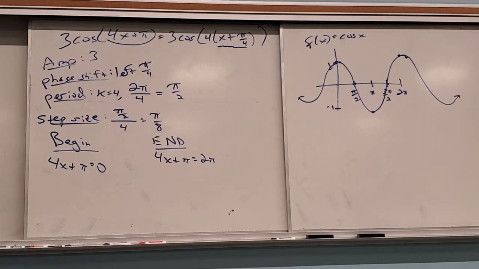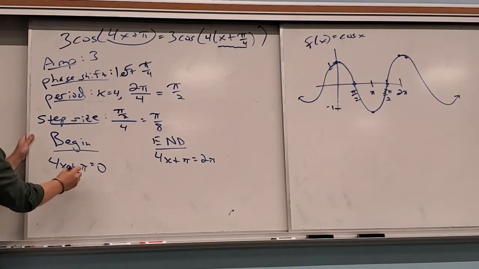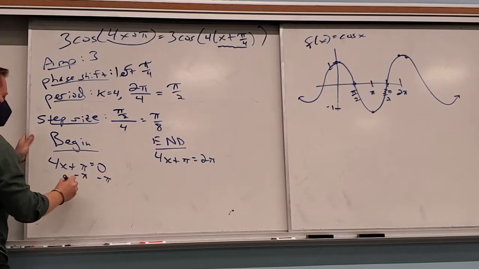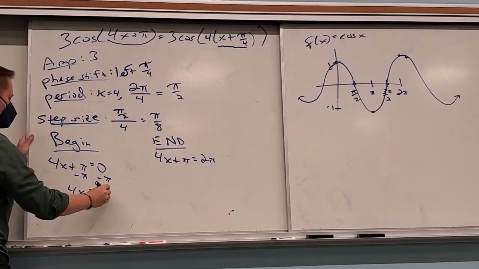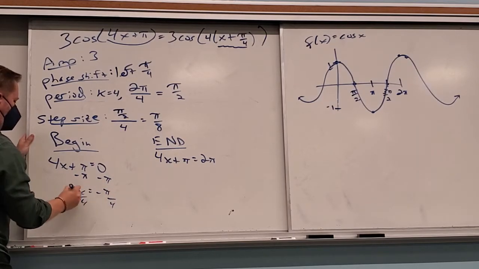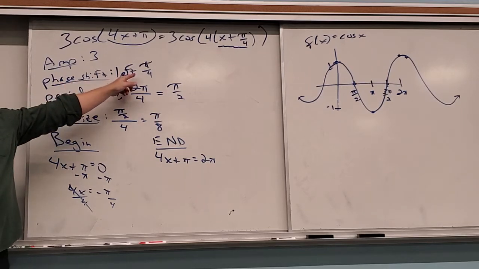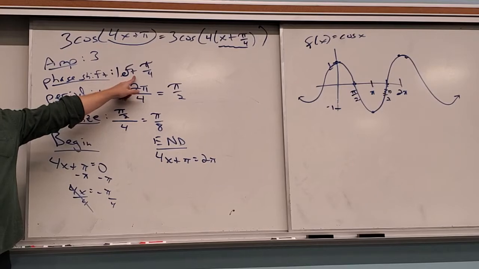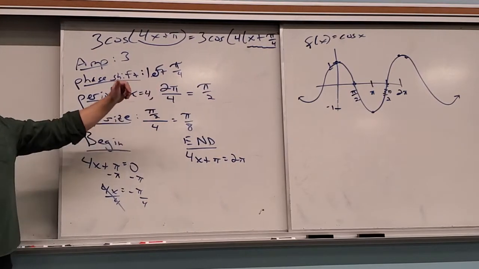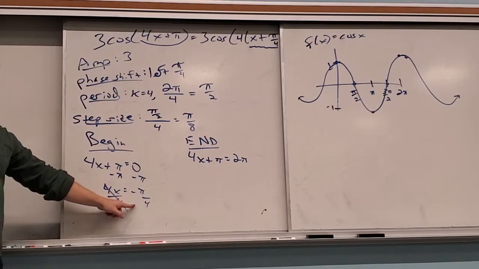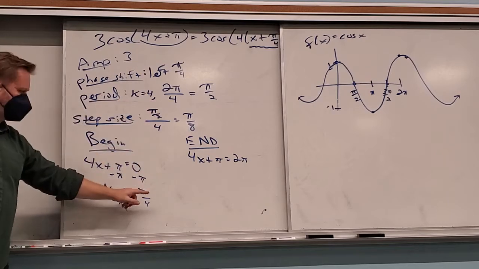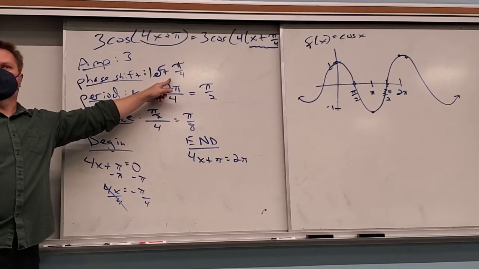Cosine of 0 is where it starts, cosine of 2 pi is where it ends. So if I solve this, don't I get negative pi over 4? Why does that make sense? It used to start at 0. How much did we phase shift? Pi over 4 back, right? So of course I'm starting at negative pi over 4. That's kind of nice to see this agree with this.